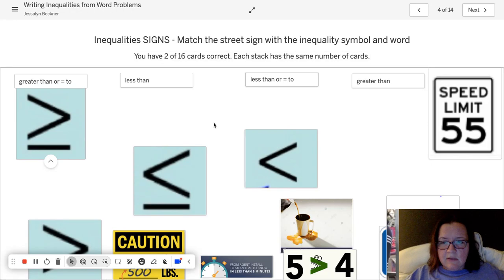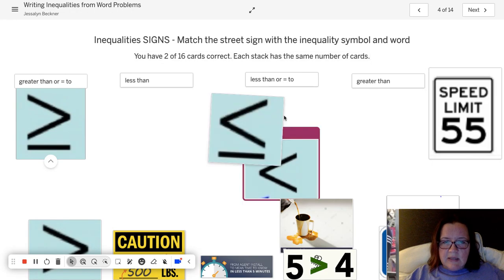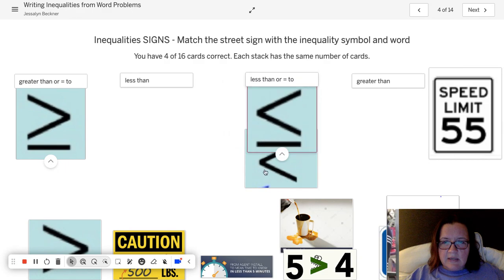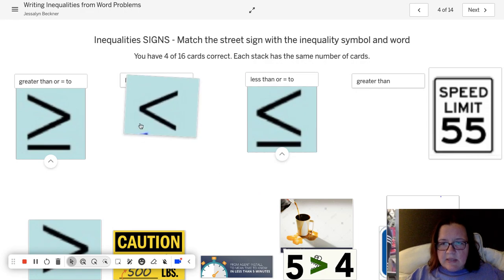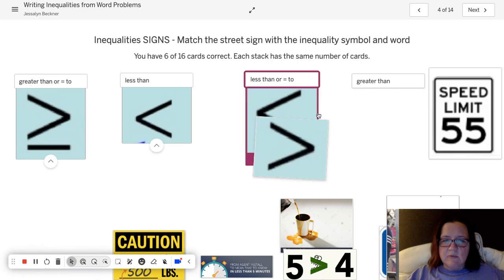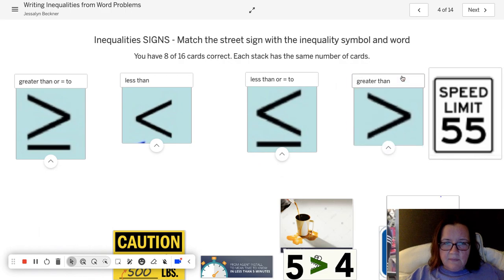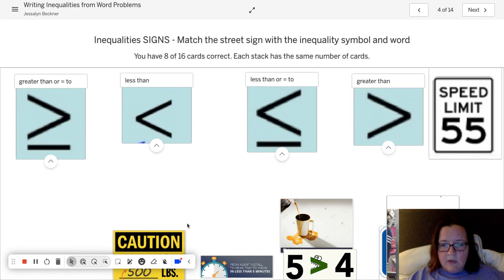That means I'm right. All right, we know that this symbol means less than or equal to. So we're going to go ahead and attach that. My score is going up. That means I'm on the right track. We know this symbol means less than, and this symbol means greater than. Cool. All right, so we're going to look at the next one.